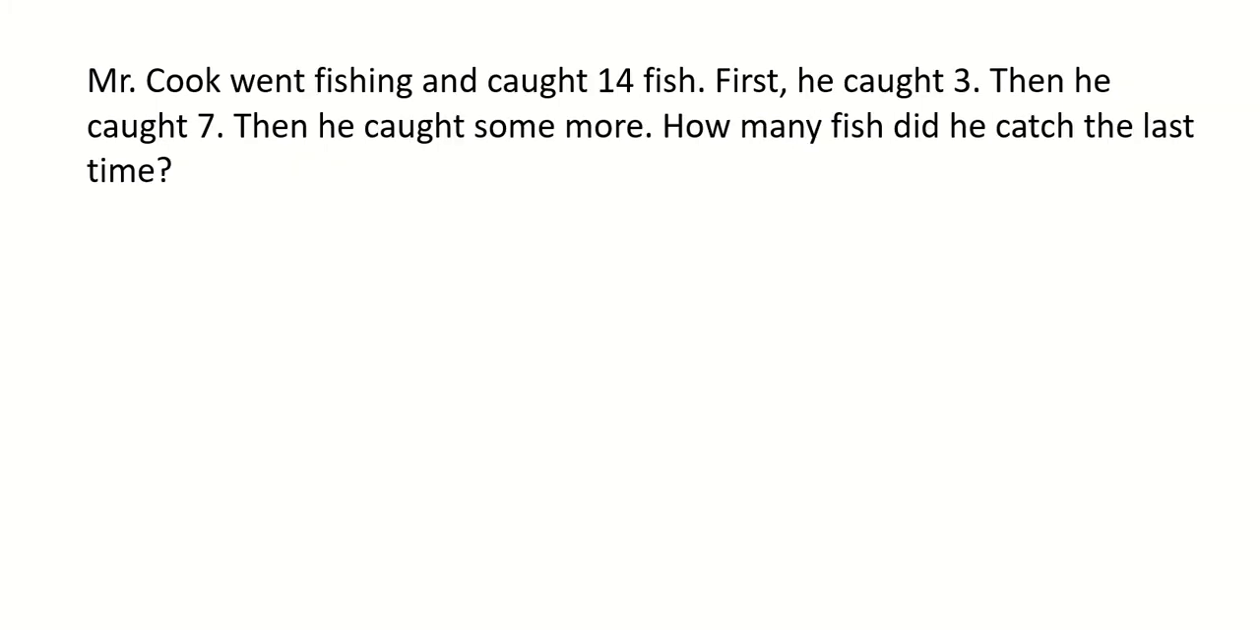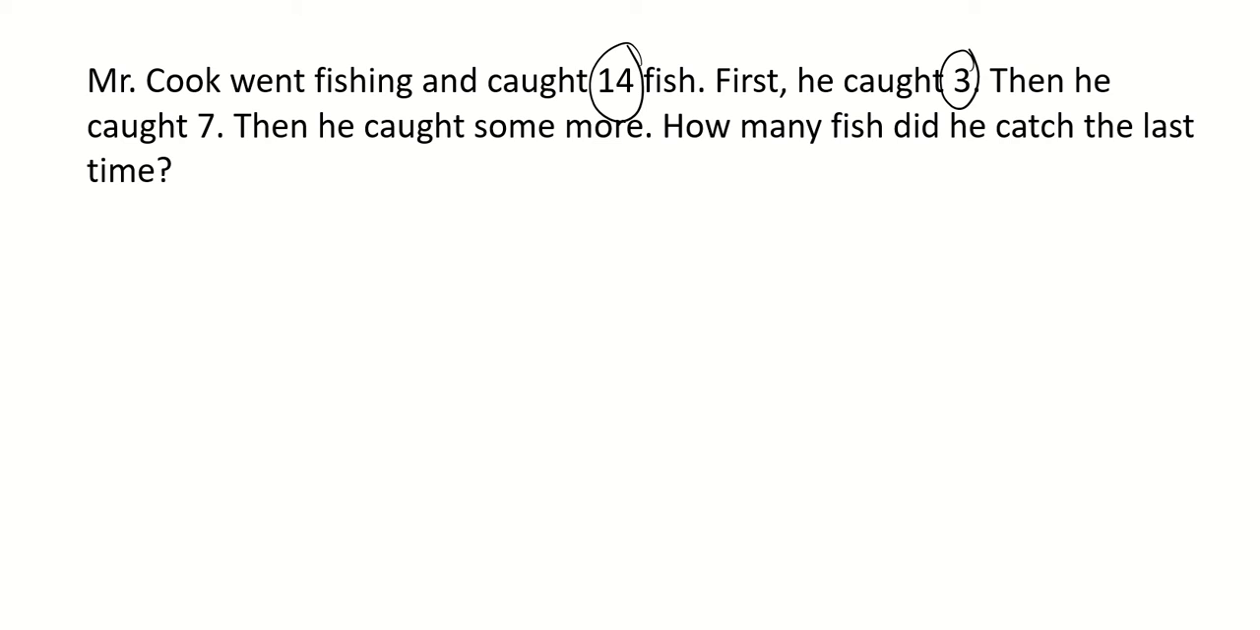Let's do this one because this is probably going to be the trickiest one you're going to see on your assessment. It says, Mr. Cook went fishing and caught 14 fish. So the weird thing about this, boys and girls, is that we already know the answer to this. But let's keep going. But I'm going to circle the 14. Because that's what we're supposed to do, and we're going to make sure we have all of our numbers circled. It says first he caught 3, then he caught 7, and then he caught some more.